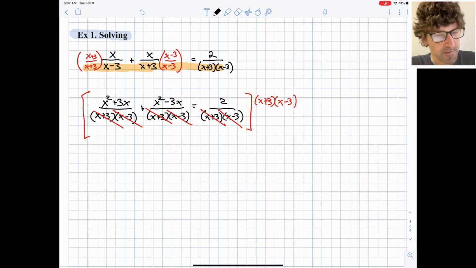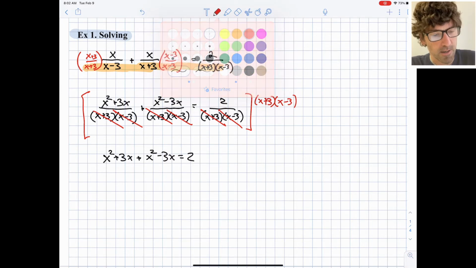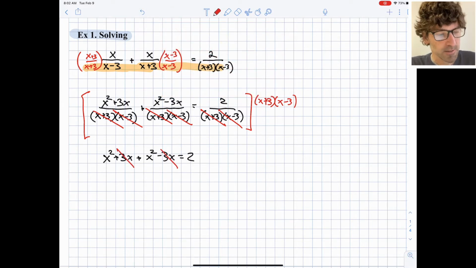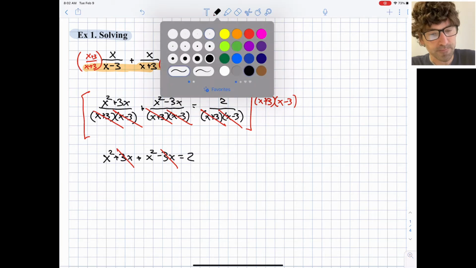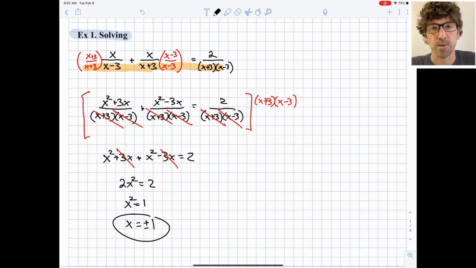So let's go ahead and simplify a little bit here. We have x squared plus 3x plus x squared minus 3x all equals 2. Our 3x's cancel. We have 2x squared equals 2. Divide both sides by 2. x squared equals 1. So x is going to equal plus or minus 1 here.